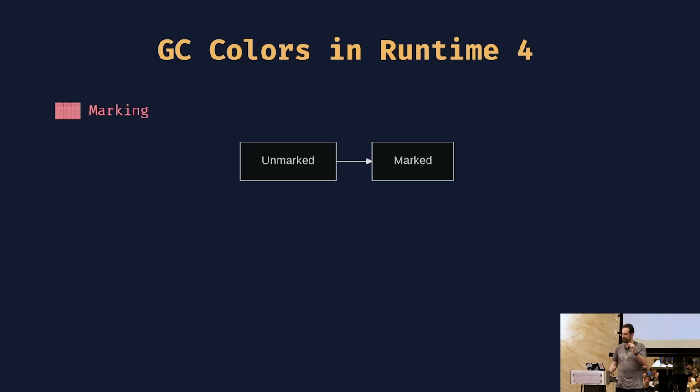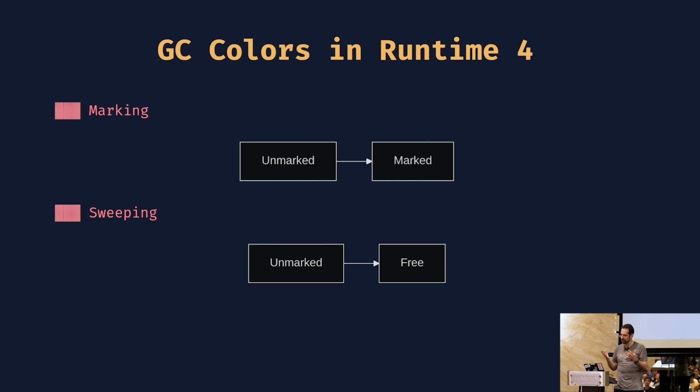It's fairly simple. There's the marking phase, which takes unmarked things and moves them to marked, right? And then there is the sweeping phase, which takes things that are unmarked and moves them to free, and actually takes marked and moves them to unmarked. So I should have an extra spot in that slide, which I forgot to put in. But anyway, that's what the transitions have to do.